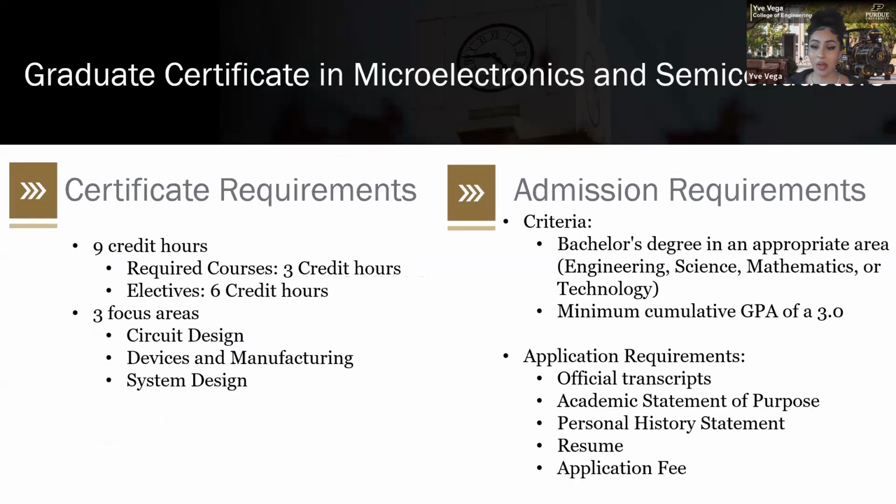The graduate certificate follows a very similar curriculum as far as the options that you have to select for your courses. But rather than being 30 credits, it's going to be a condensed 9-credit program. You are going to be required to take 3 credit hours in microelectronics and semiconductors within 3 different focus areas. So instead of 4 focus areas, you will have 3, which I'm circling here with my mouse.